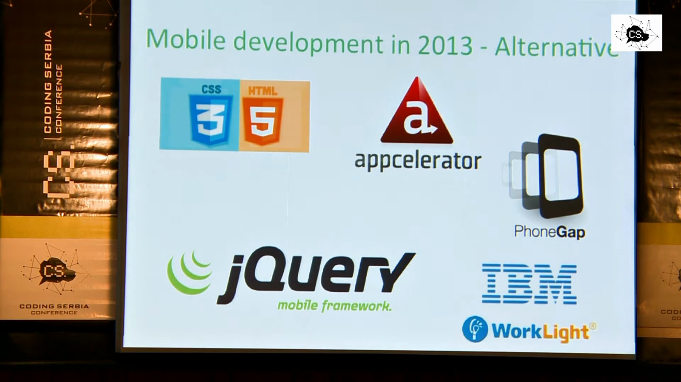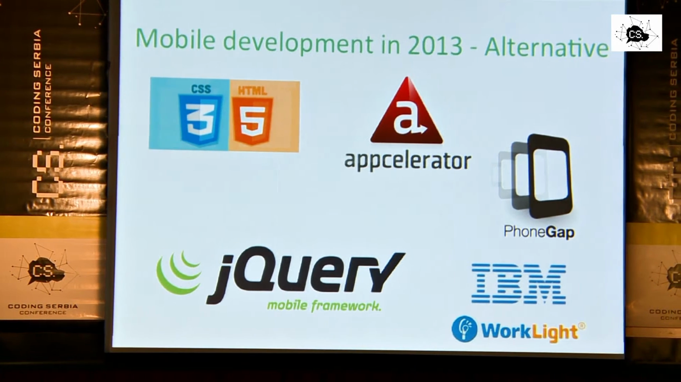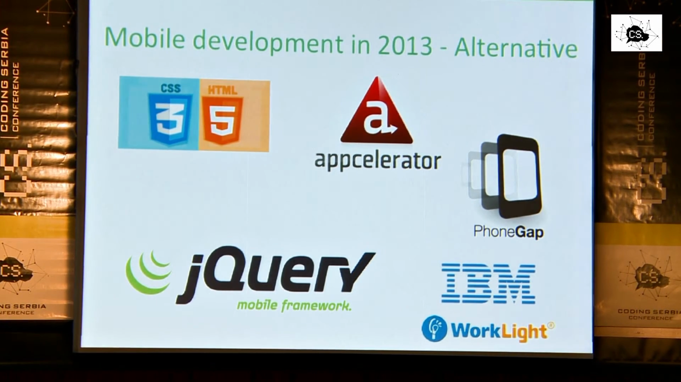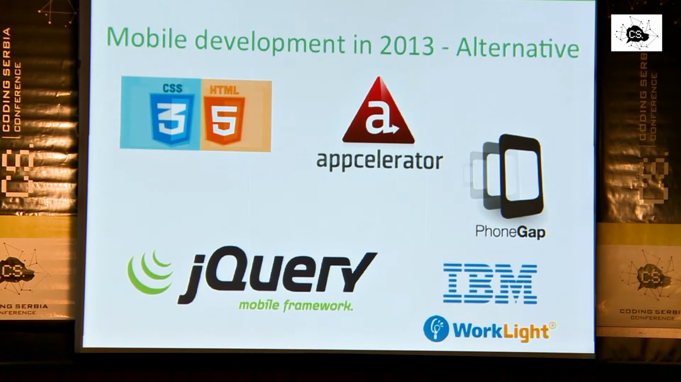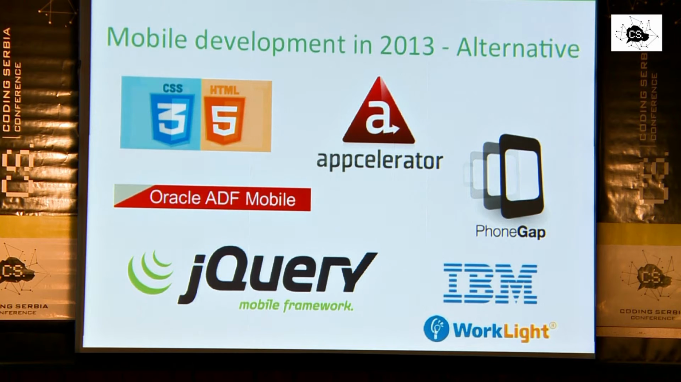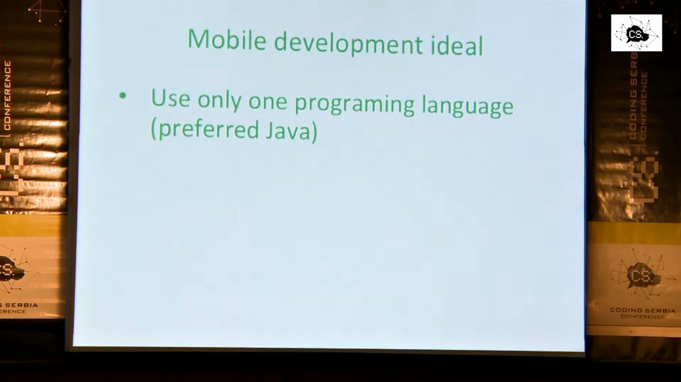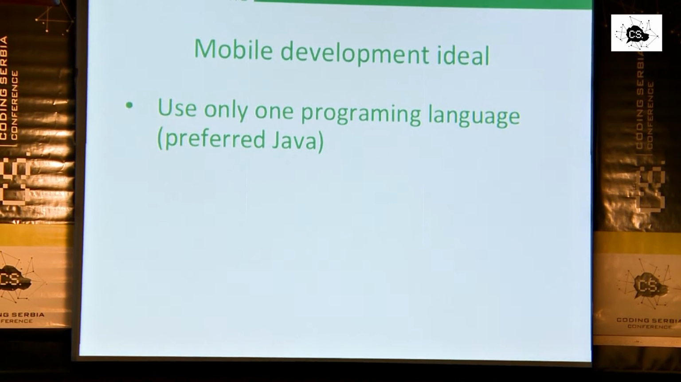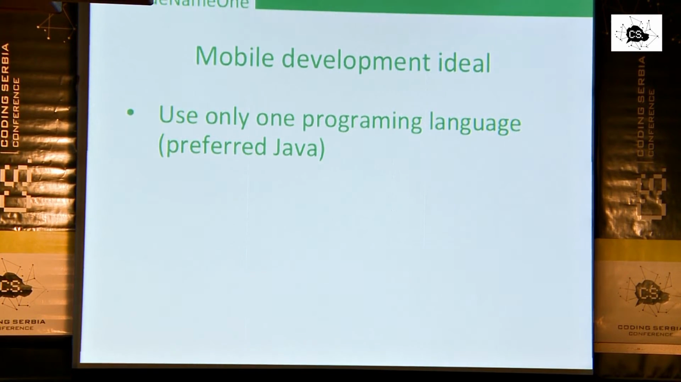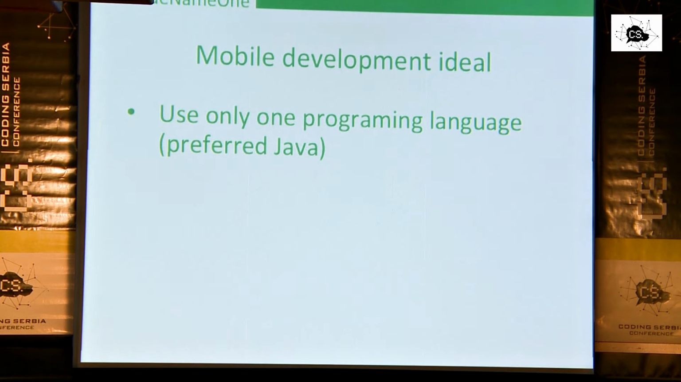But what I don't like, I like Java programming. And most of these solutions are JavaScript and HTML5 or something else. I don't like this. I like pure Java. I find that Oracle ADF Mobile is pure Java, but I don't like it too much. Because of my trouble with different mobile development, I sat down one day and made a list of what would be ideal for developing for mobile.